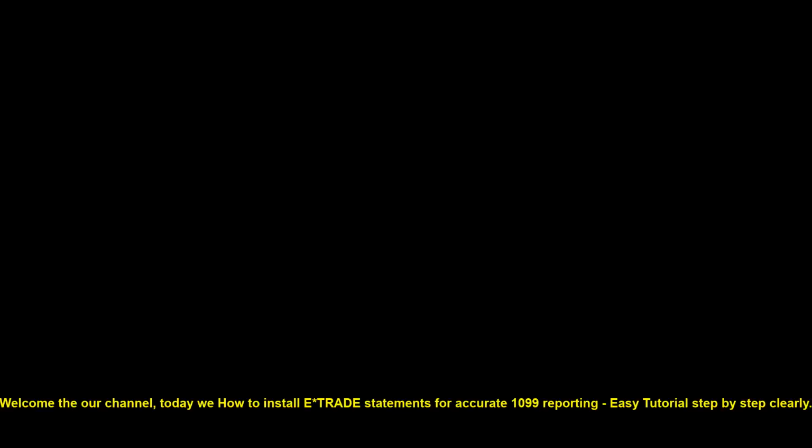To install E-Trade statements for accurate 1099 reporting, first, open your web browser. Go to the E-Trade website and log into your account. Once you're logged in, navigate to the Accounts tab on the top menu. From the drop-down menu, select Statements. You will be directed to your Statements page.